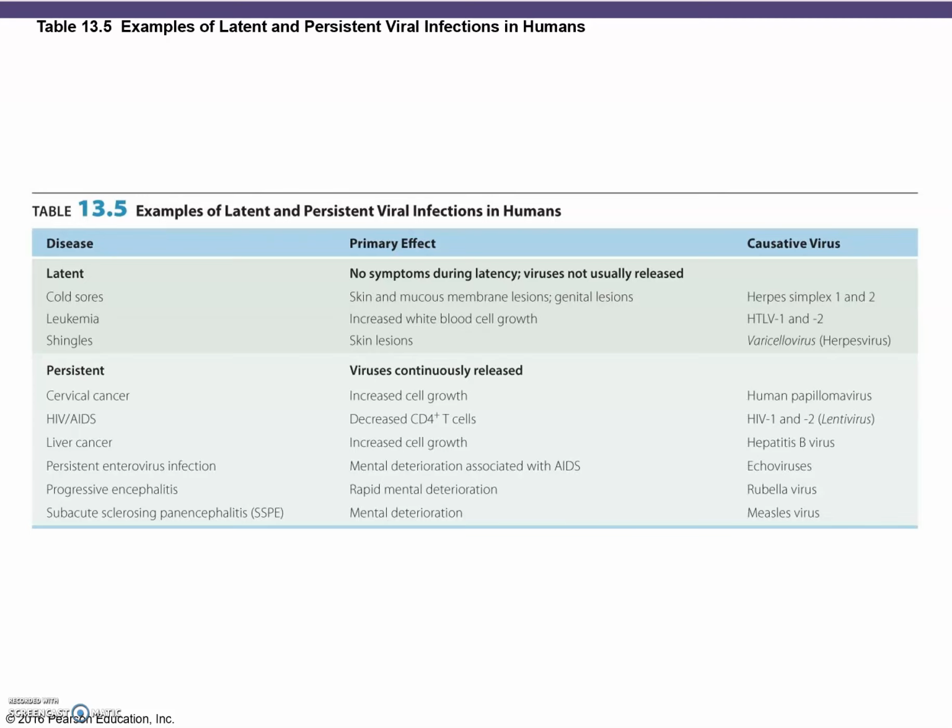So here are some examples of latent viruses. Cold sores are pretty common, and then shingles also is pretty common. For persistent viral infections, here listed we have cervical cancer, those would be the human papilloma viruses, and then HIV/AIDS, that would be HIV-1 and 2, the lentiviruses that are causing them. Liver cancer due to hepatitis B viruses, and then rubella and measles viruses are also listed here as persistent. They can be persistent viruses.